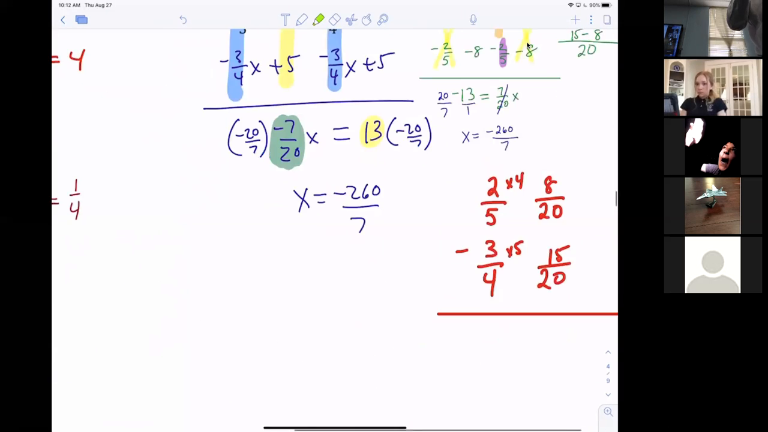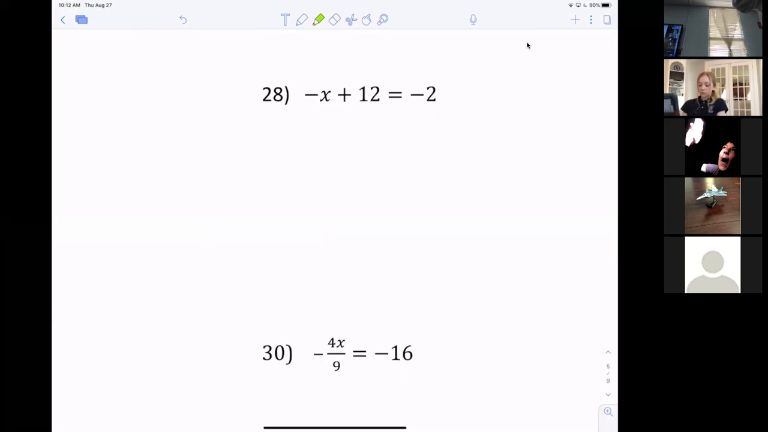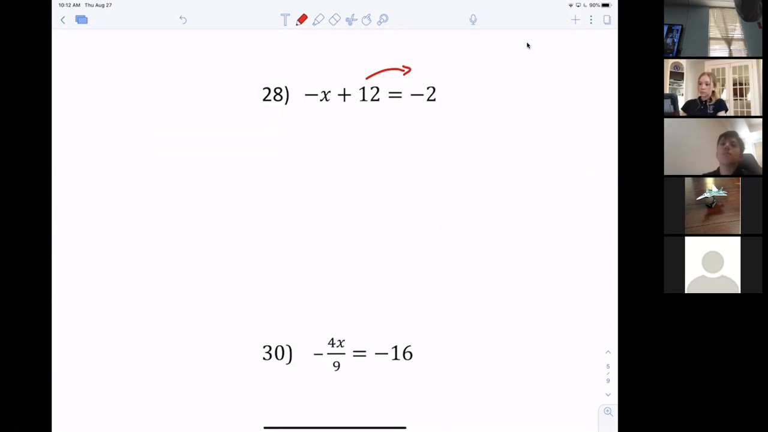Is that the first even? Yeah. All right, so for question number 28, first thing we're going to do is get rid of this plus 12 by what? Subtracting 12. Now, I want everybody to look at this and just write negative x is equal to negative 14. That's what I'd like for you to be able to say. If you need to put minus 12, feel free. All right? If you have to do that. All right? But it's not necessary. We've done a whole bunch of problems.